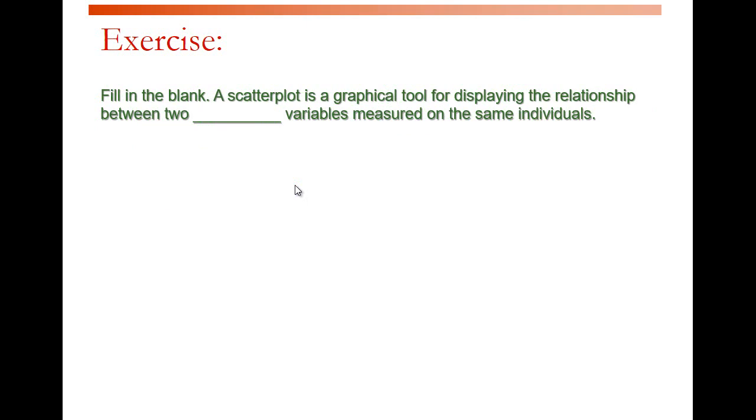A scatterplot is a graphical tool for displaying the relationship between what kind of variables measured on the same individuals. Well, scatterplots are only drawn for quantitative variables. So if you have two quantitative variables, that's when a scatterplot is used.